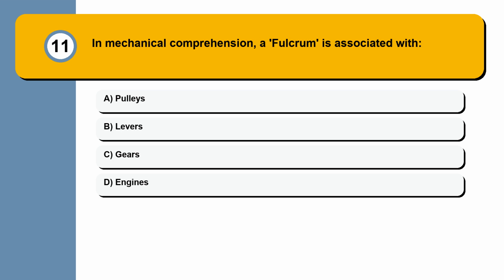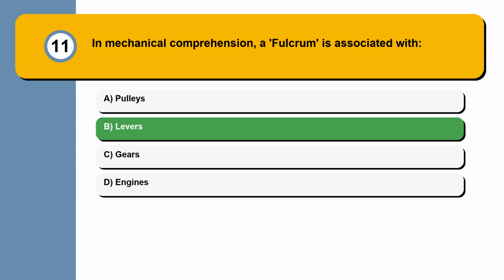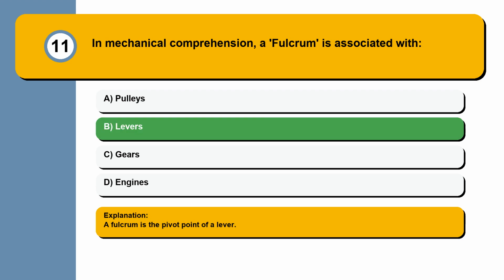Question 11. In mechanical comprehension, a fulcrum is associated with pulleys, levers, gears, engines. A fulcrum is the pivot point of a lever.